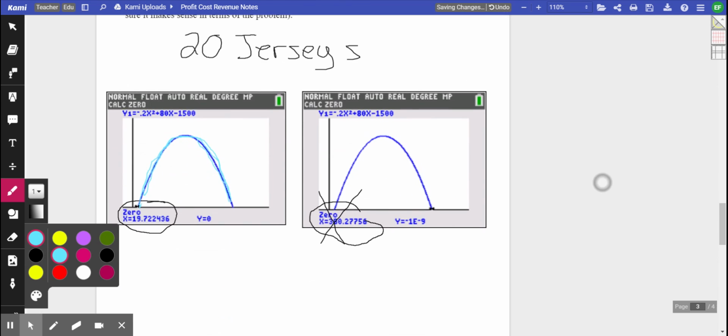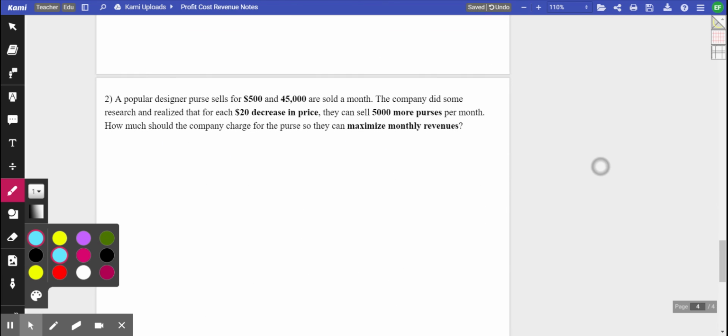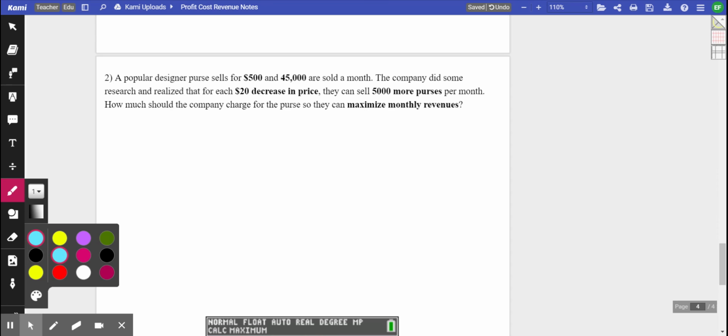In the next example, here again, I'm asking you to do a little bit more work. I'm giving you two separate data points, and we're going to have to use those data points in order to answer the question. A popular designer makes purses. They sell for $500 and 45,000 units are sold each month. The company did some research and realized that for every $20 decrease in price, they will sell 5,000 more units.